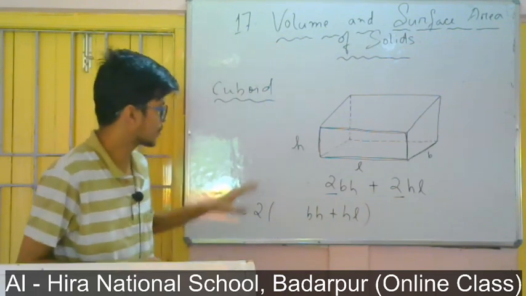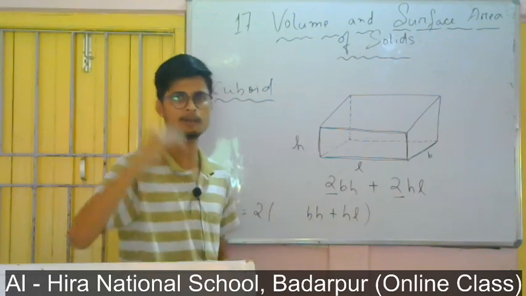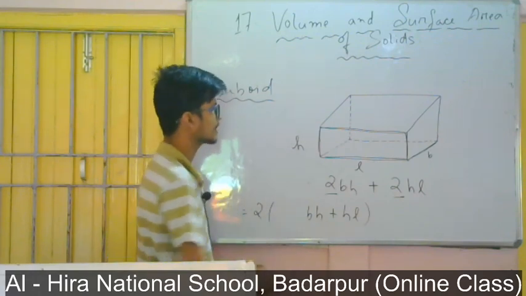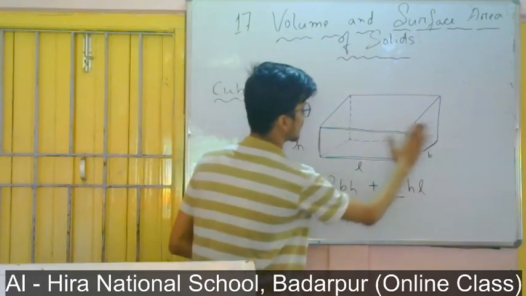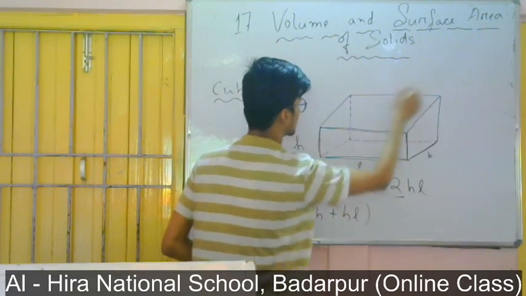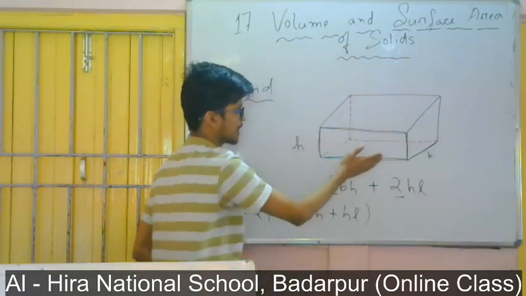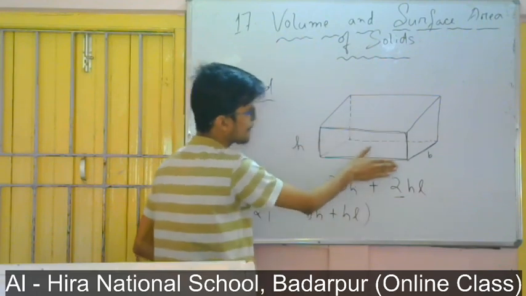So if I want to find the total surface area, it will be 2 into LB plus BH plus HL. And if I want to find the lateral surface area, only the area of the 4 walls, I have to take only this side, and the front side and the back side, leaving the uppermost part and the base.